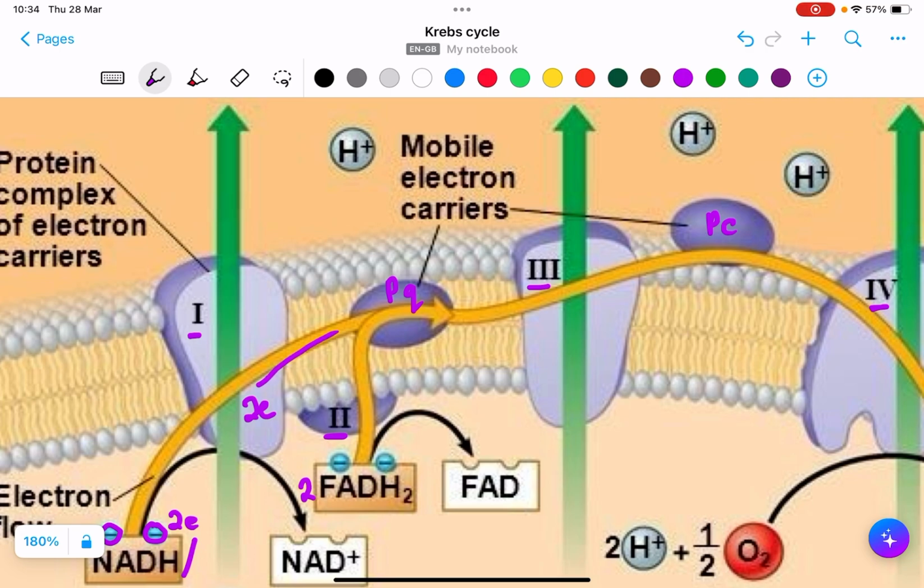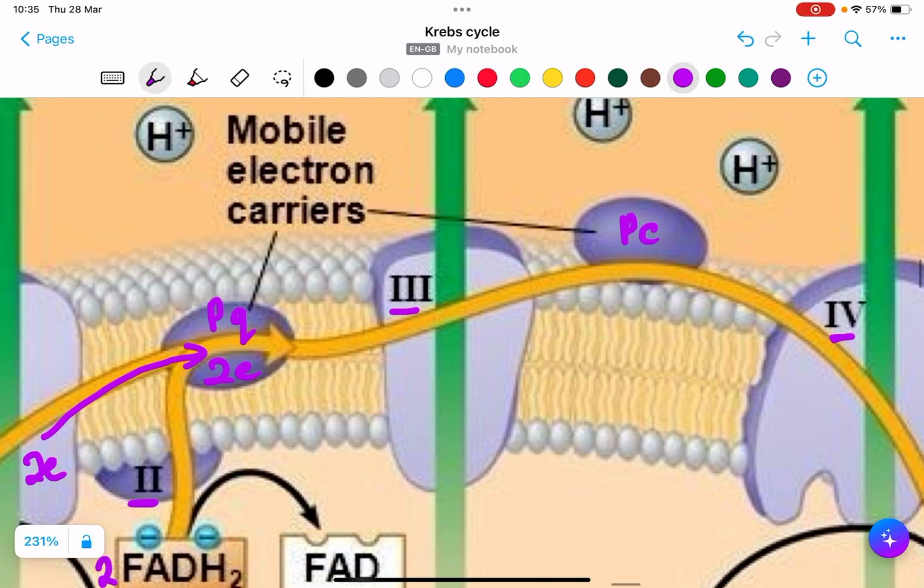Next, the 2 electrons will be passed to plastoquinone. Plastoquinone will take the electrons, moving from complex 1 to complex 3. Complex 1 and complex 3 cannot move. They are static. So complex 1 needs plastoquinone, PQ, to transport the electrons from complex 1 to complex 3. So now the electrons are passed to complex 3.